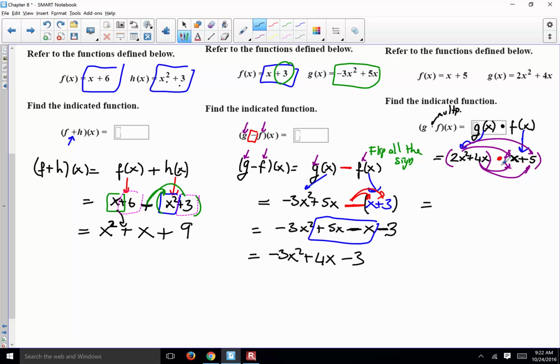So 2x squared times x makes 2x cubed. Outside terms, 2x squared times 5, 10x squared. Inside terms, 4x times x is 4x squared. And last terms is 4x times 5, which is 20x. Are there any like terms we can combine? Right in the middle. These two are like. The other two are not. So we will copy the other two except the middle. We will add the middle terms to 14 of them. And there we go.